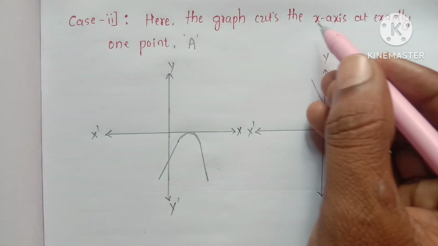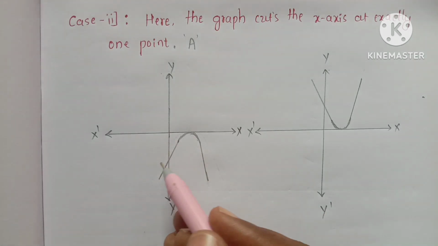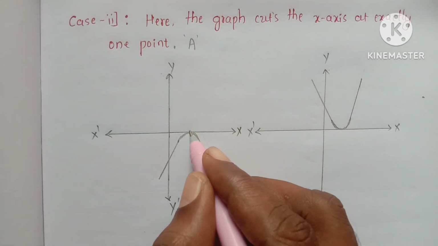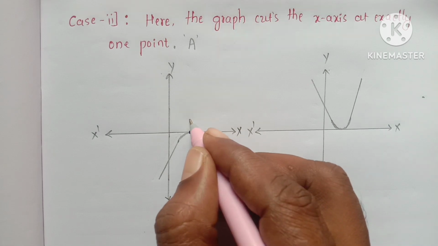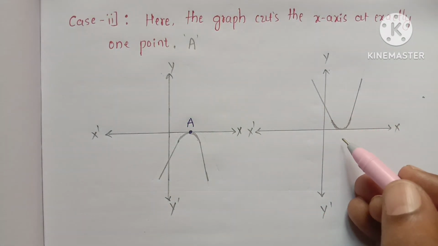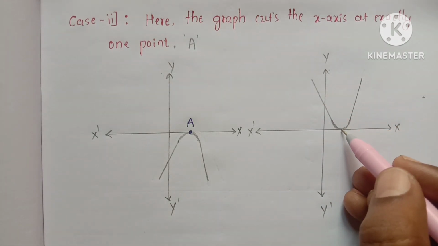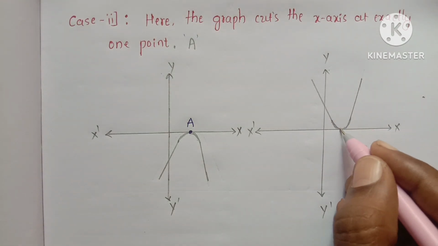We can observe the second case. Here the graph cuts the x-axis at exactly one point. You can see here, in the x-axis, the parabola touches at only one point. I will mark that point with A. Here you observe this parabola crosses or touches only one point on the x-axis. See, it touches the x-axis line at only one point here.